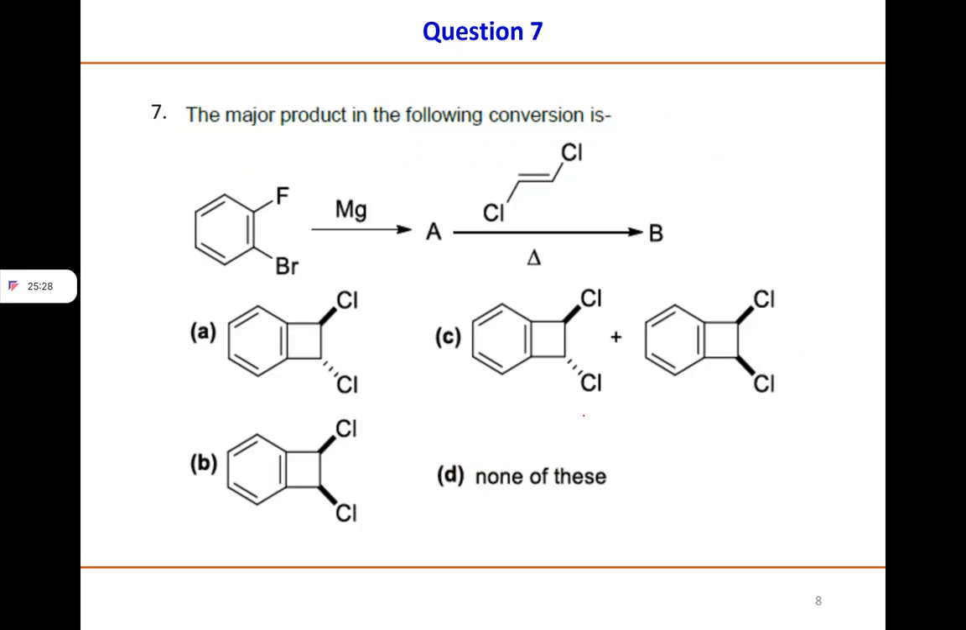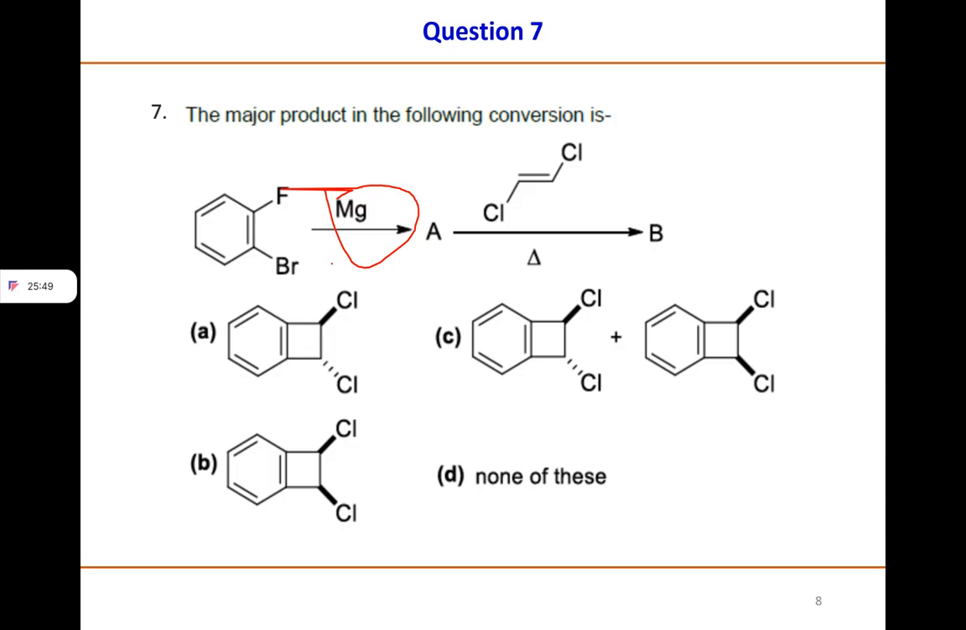Question number 7 is here. The major product in the following conversion is... So here again we are going to discuss the mechanism. Here we have magnesium in the first step, right? So what will we do with magnesium? Magnesium will get inserted here, like Grignard.